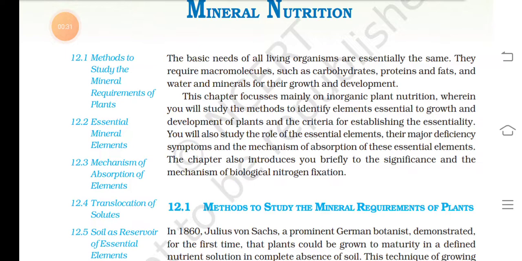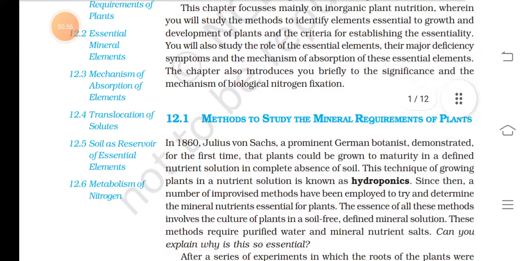and development of plants and the criteria for establishing the essentiality. You will also study the role of the essential elements, their major deficiency symptoms, and the mechanism of absorption of these essential elements. The chapter also introduces you briefly to the significance and the mechanism of biological nitrogen fixation.